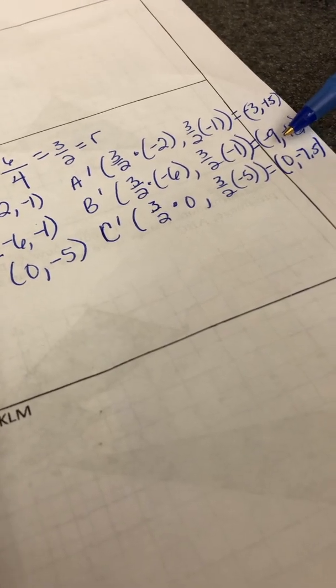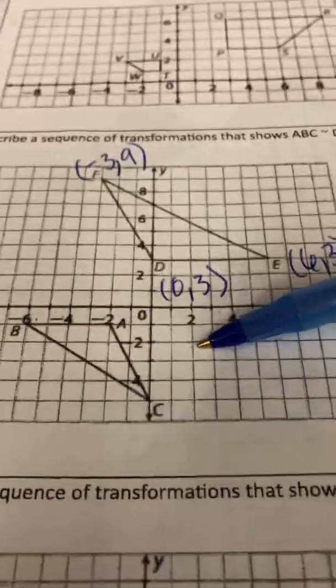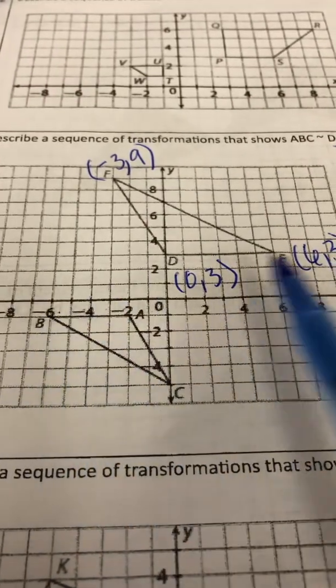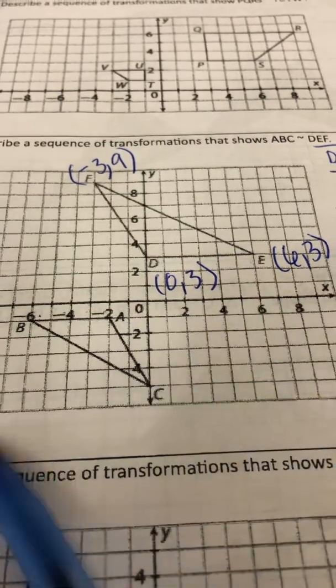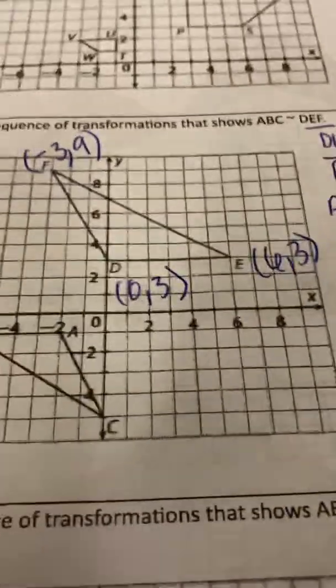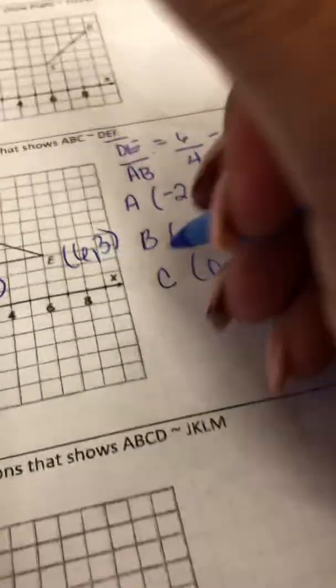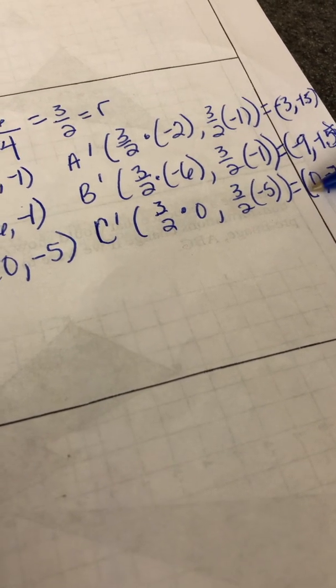It looks like I have some type of reflection over the y-axis, especially when I look here. Because if you notice, if I flip point B over to the other side, it will be a mirror image of this figure. So I know there will be a reflection over the y-axis. So if I reflect this over the y-axis, all of my y-coordinates stay the same, and my x-coordinates take on the opposite value.